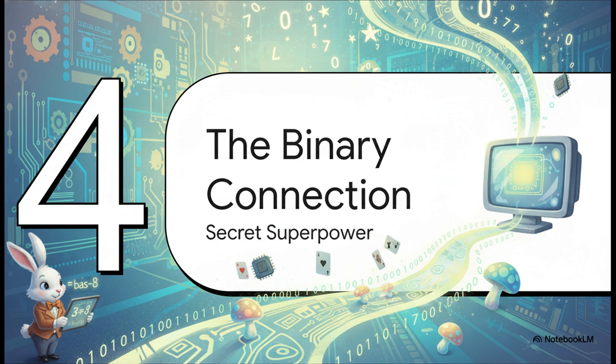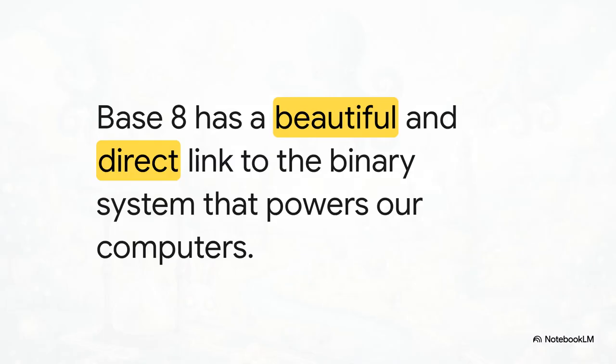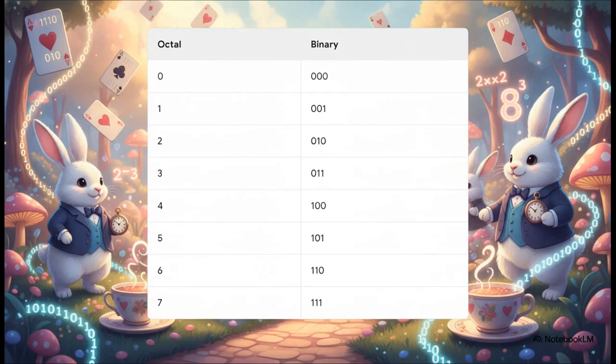Well, this is where base 8 gets its secret superpower, and it has everything to do with the secret language of our computers. The reason base 8 is so important is because of its incredibly clean, direct relationship with base 2, or binary. You know, binary, the language of ones and zeros, on and off, that powers pretty much everything digital. Turns out, base 8 is like the perfect translator for it. And here's why it works so beautifully. Think about it. What is 8? It's 2 times 2 times 2. It's 2 to the power of 3.